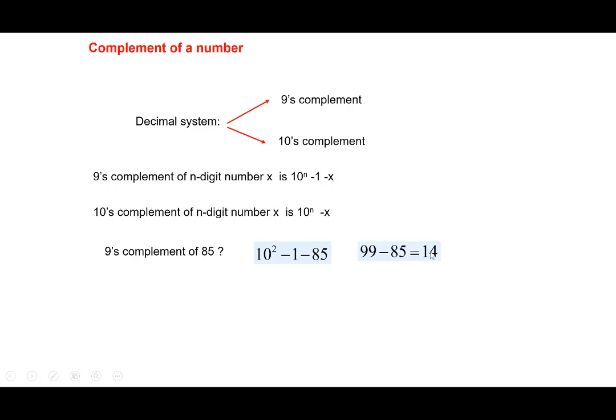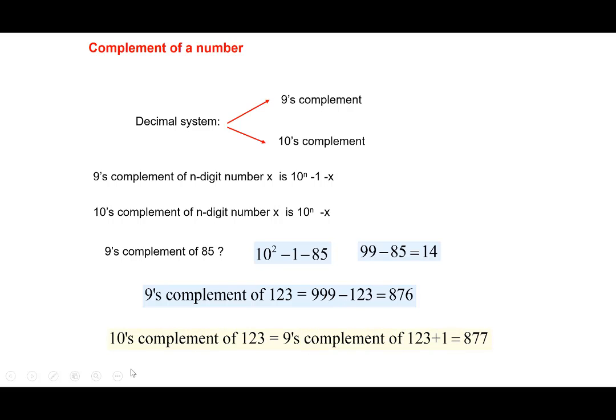Okay, so 85 here. If you have a number line from 0 to 99 and you divide it into 2 parts, up to 85 is what represents your number, and the complementary part is what represents the remaining part here, which is 14. So 9's complement of 1, 2, 3, there are 3 digits, so we subtract from 999 here. So that's 876. 10's complement of 1, 2, 3 is 9's complement of 1, 2, 3 plus 1 here. All right, so that's the 10's complement. So 876 plus 1, so 877 here.